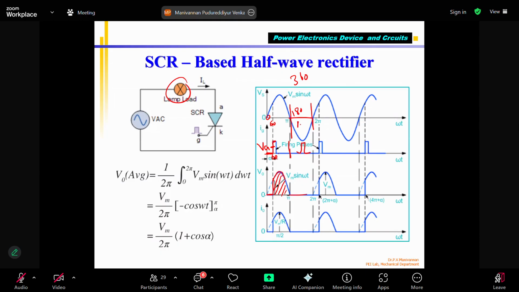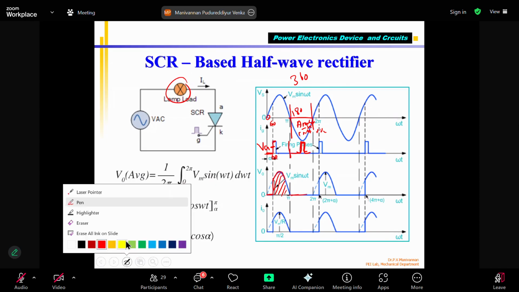No, because my anode is negative, correct? The cathode is positive. They call this a reverse bias condition or reverse blocking condition. During that time, even if you give a gate pulse, it will not work. That's why it is called a half-wave rectifier, similar to a diode rectifier. Only one thing differs: why it is called a silicon controlled rectifier.